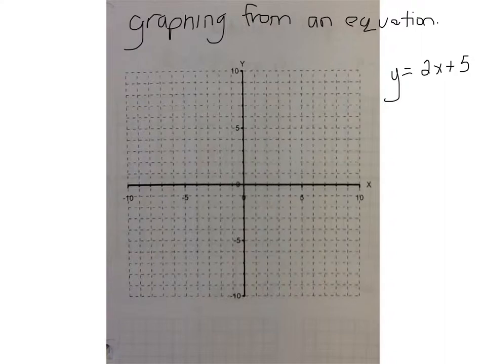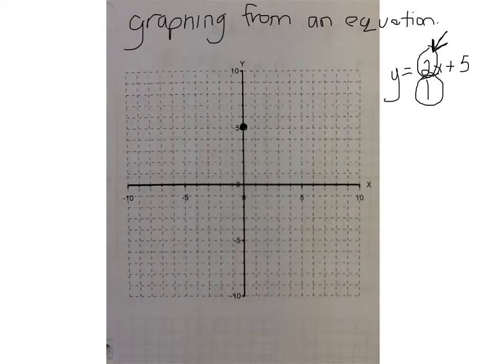So you know that that is going to start right here at 5. And you know that each square is worth 1. When you're given the equation like this and you don't have a fraction, you can make it a fraction by just doing 2 over 1, because 2 over 1 is the same as just 2. So that is your slope.